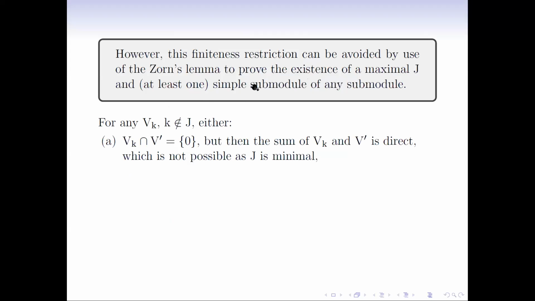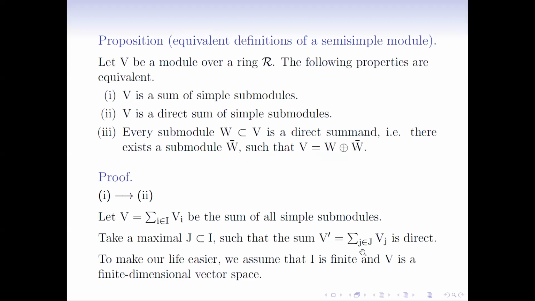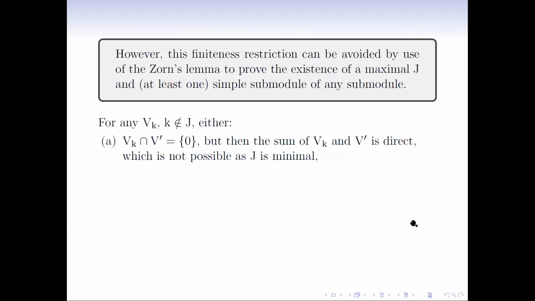If everything is finite or finite dimensional, then we know that a maximal subset always exists like this. And also every module has a simple submodule. We just find the minimal one. For any Vk where k does not belong to J capital, there are two possibilities: either Vk intersected with V prime equals 0, where V prime is the sum of all simple modules in the index subset J capital, and this sum is direct by the definition, because J capital is a maximal subset such that the sum is direct. So that's the first possibility.